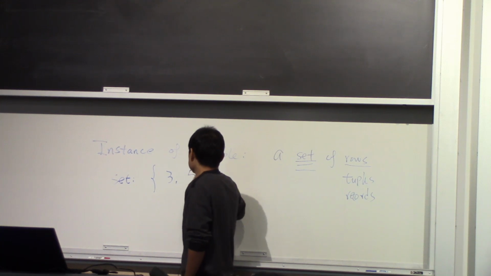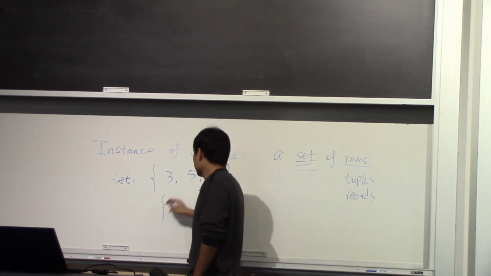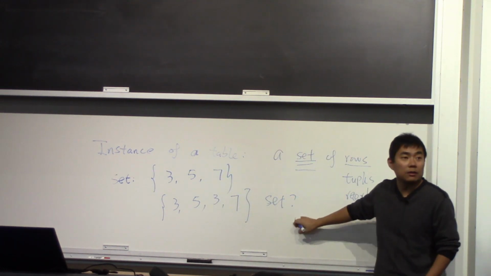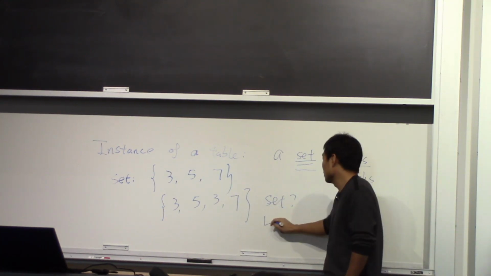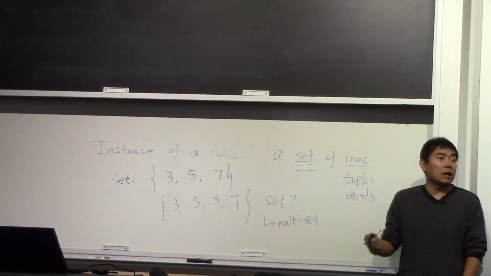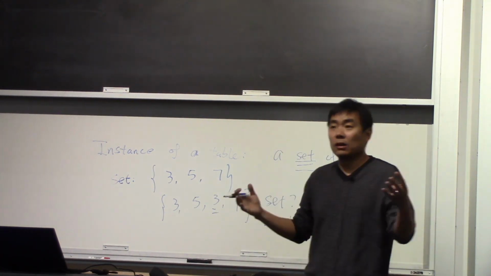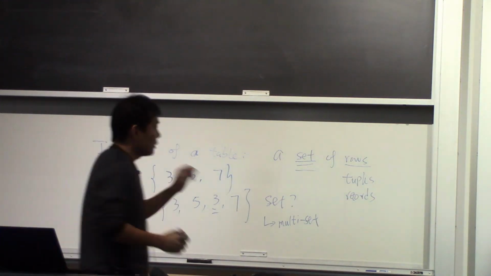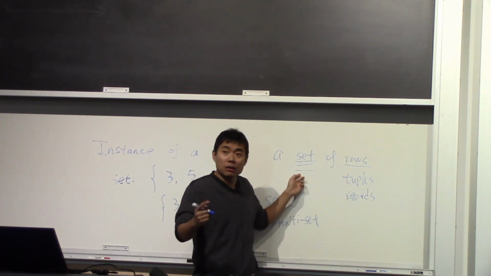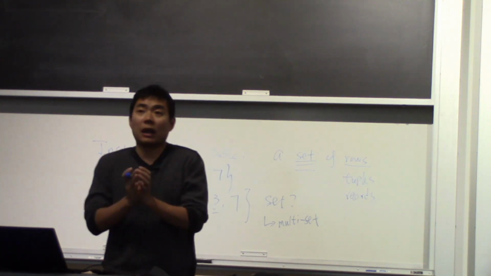For example, this will be a set. That's a properly defined set. How about this one? Is this a set? No. Mathematically speaking, this is what we call a multiset. A multiset may allow duplicates, but a set itself does not allow duplicated elements. So with that understanding, when we say an instance is a set of rows, tuples or records, that automatically implies those rows, tuples, or records must be distinct. They cannot be identical to each other.